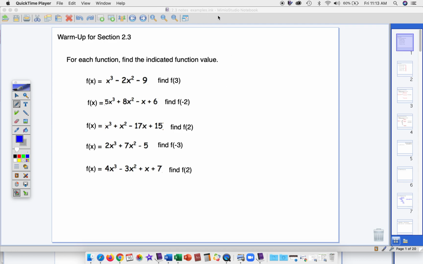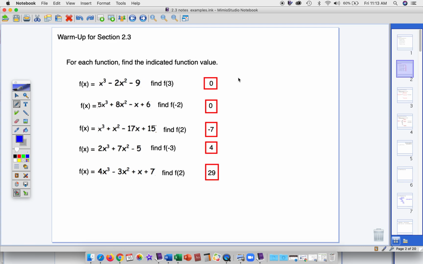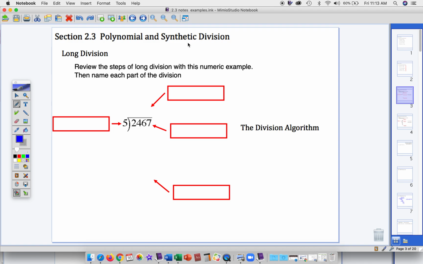Okay, let's see how you did. So hopefully you've got all of these answers. We're going to refer back to this later in the lesson. Okay, so let's move on. We're also going to have a second little warm-up.